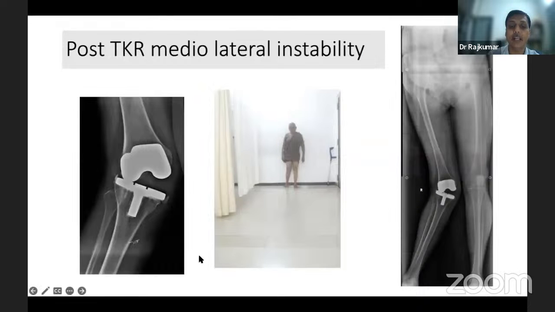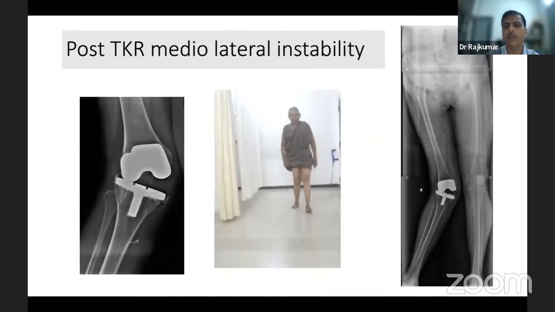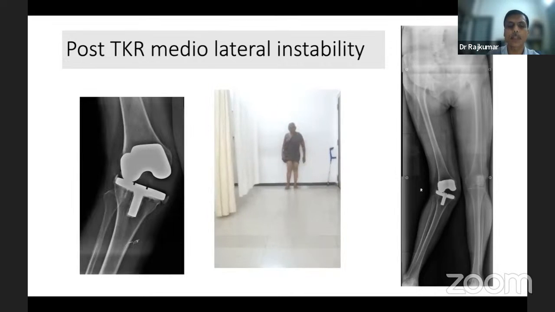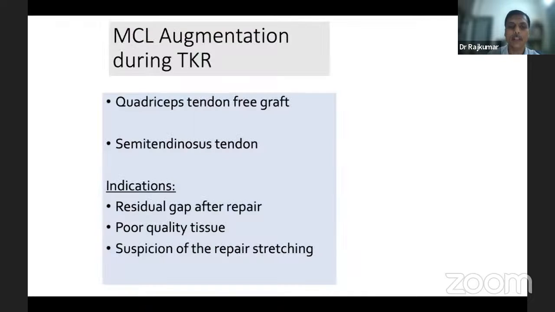See, this is a case done outside. It came with a history of pie crusting. See how it has opened out over a period of time. Within a few months, it has happened. So you have to be careful. This is what was done, a hinged prosthesis. So pie crusting, you have to be careful.